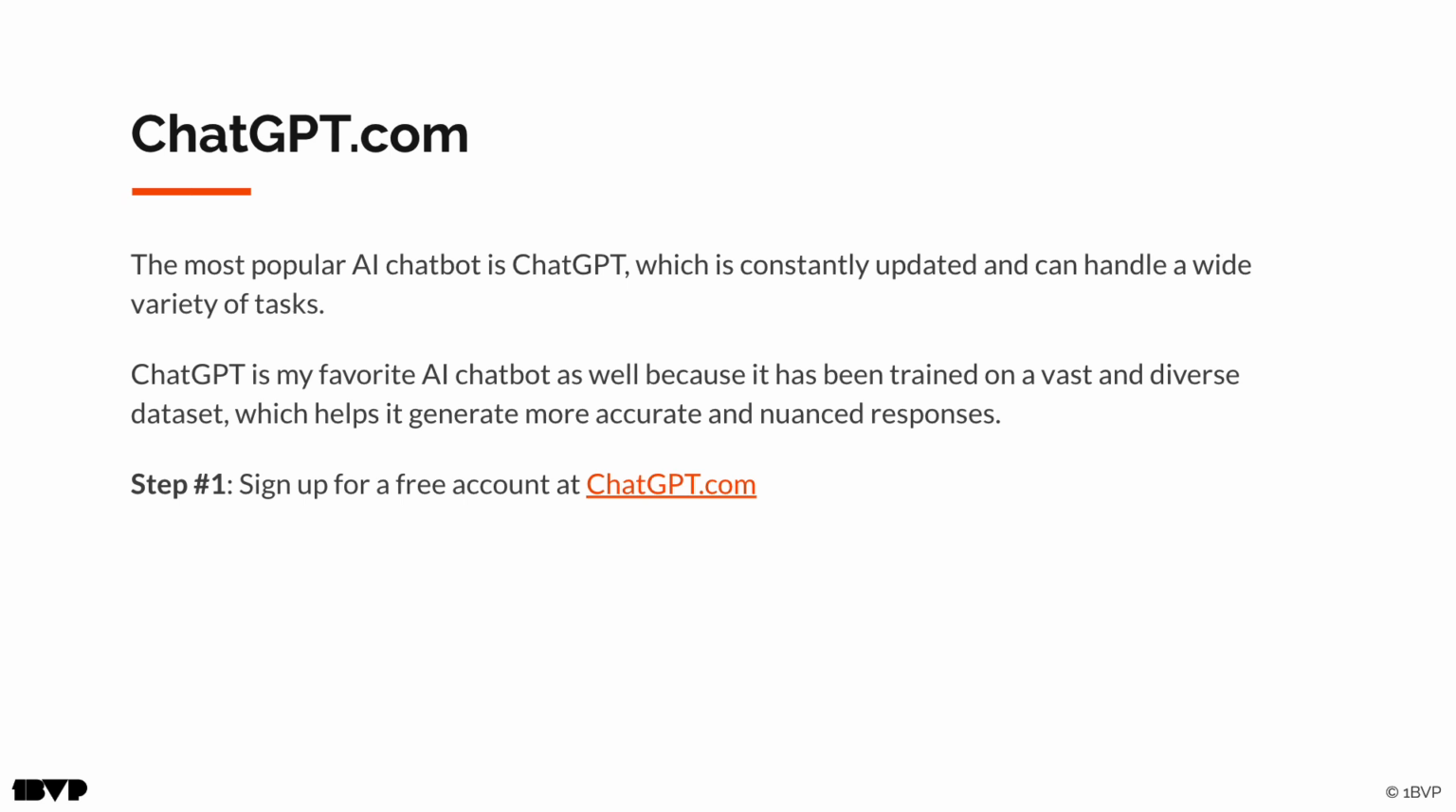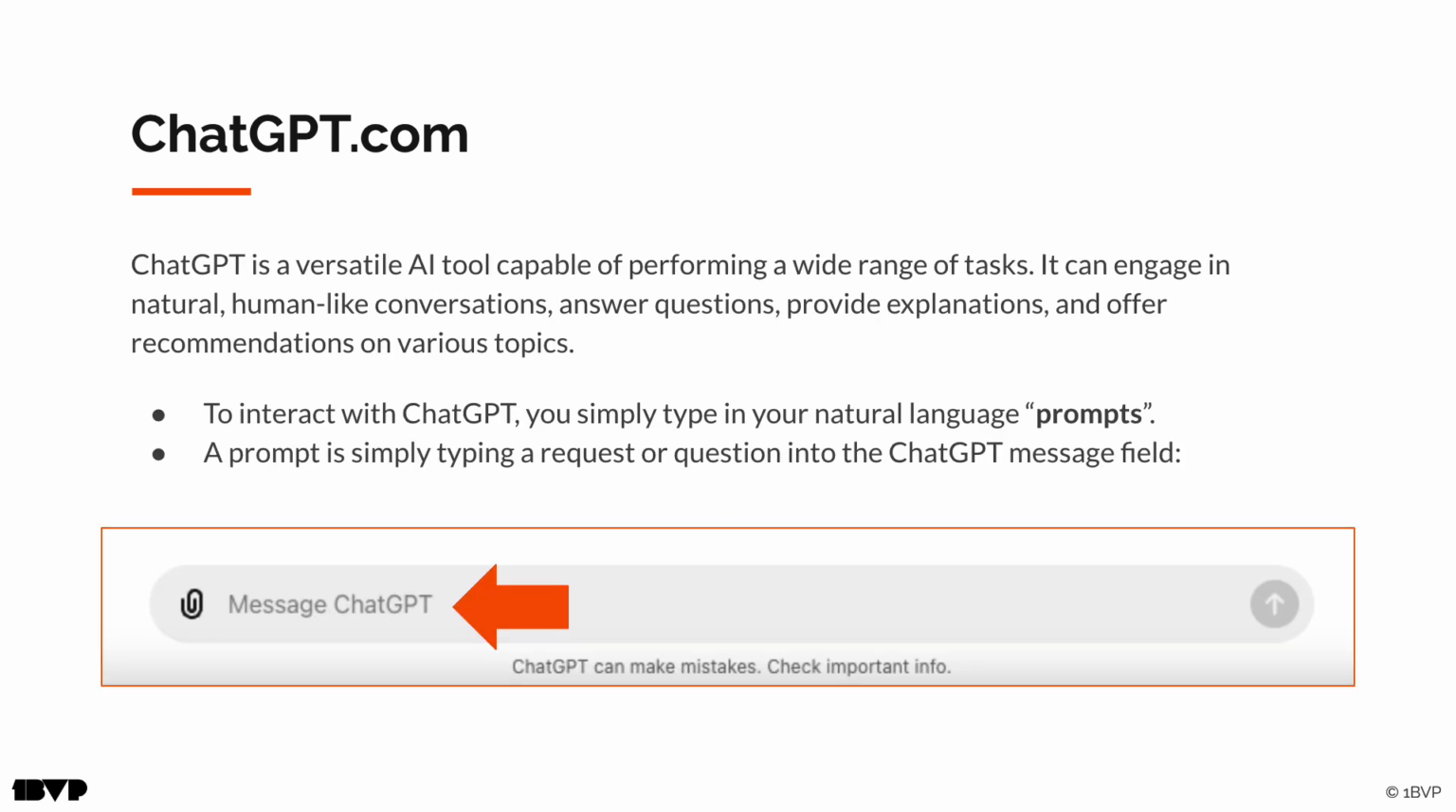Step number 1, sign up for a free account at chatgpt.com. ChatGPT is a versatile AI tool capable of performing a wide range of tasks. It can engage in natural, human-like conversations, answer questions, provide explanations, and offer recommendations on various topics. To interact with ChatGPT, you simply type in your natural language prompts. A prompt is simply typing a request or question into the ChatGPT message field.